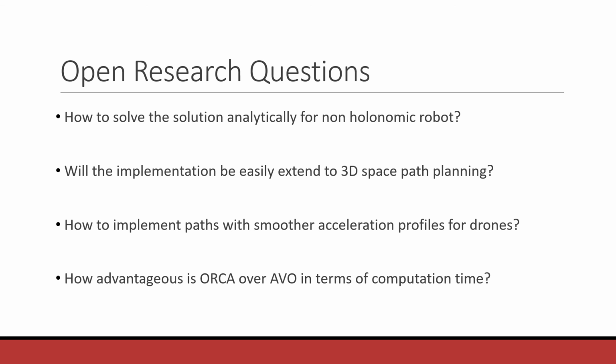And also how to implement these paths with smoother acceleration profiles for drones. So in case of drones, we need to take into consideration jerk. So can we extend the concept of AVO to jerk as well? And how advantageous is ORCA over the acceleration velocity obstacle in terms of computation time? Because we see that AVO can avoid obstacles in a more smooth manner, but also the computation time is higher. So how much advantage is ORCA over AVO in that scenario?